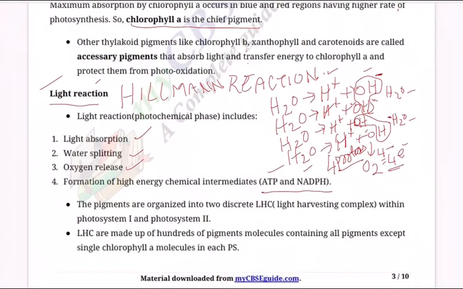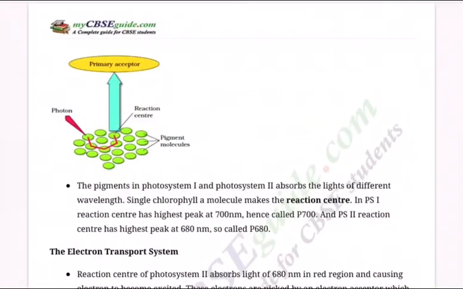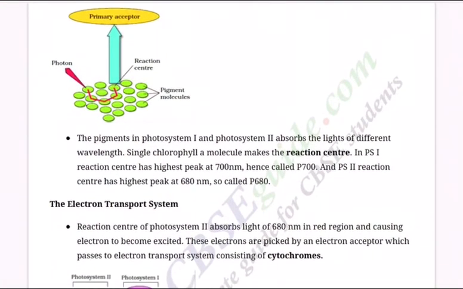So the pigments are organized into 2 discrete LHC. What is LHC? Light harvesting complex within photosystem 1 and photosystem 2. LHC are made up of hundreds of pigment molecules containing all pigments except a single chlorophyll molecule in each PS, that is photosystem. Going ahead, this is the one. So primary acceptor and the reaction center, that is PS1 or PS2, a lot of pigment molecules, and then photons.